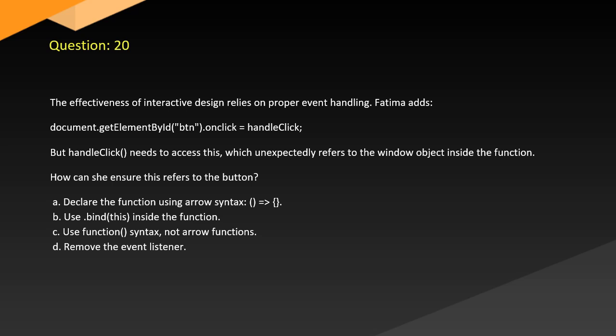Question 20. The effectiveness of interactive design relies on proper event handling. Fatima adds document.getElementById('btn').onclick = handleClick, but handleClick needs to access this, which unexpectedly refers to the window object inside the function. How can she ensure this refers to the button? A. Declare the function using arrow syntax. B. Use bind(this) inside the function. C. Use function syntax, not arrow functions. D. Remove the event listener.